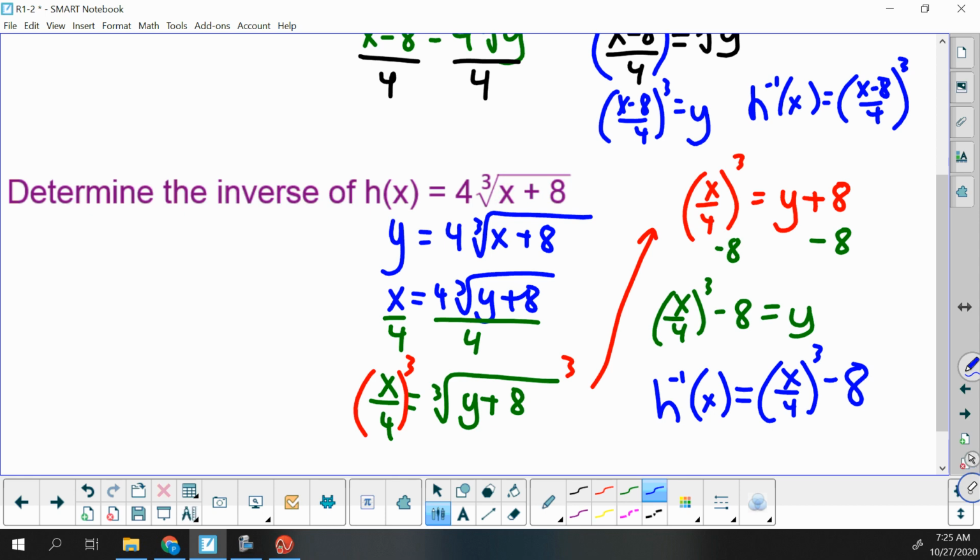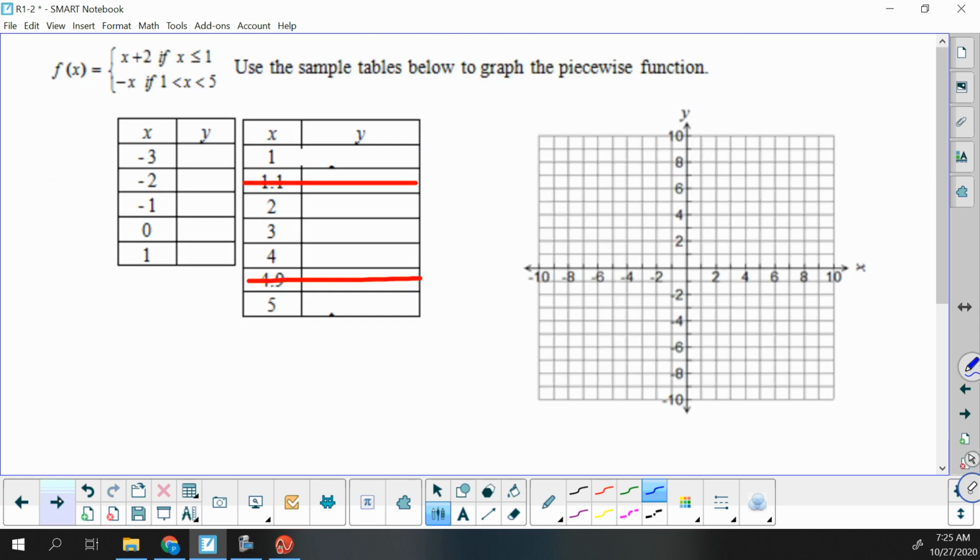All right, so that's it for our first topic, inverses. Now we're going to look at piecewise functions. And I'd like you to, in your tables, I'm not sure if I did it already, but cross out the 1.1 and the 4.9. We're not going to be having things in those spots.